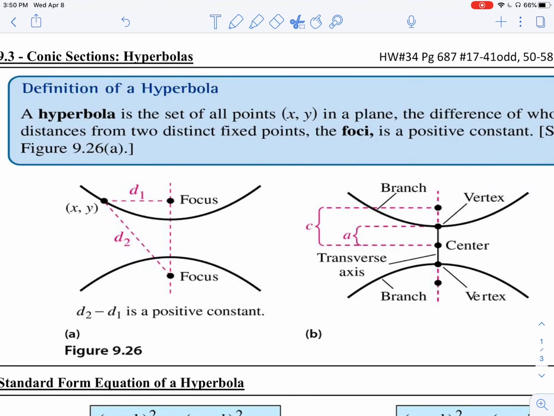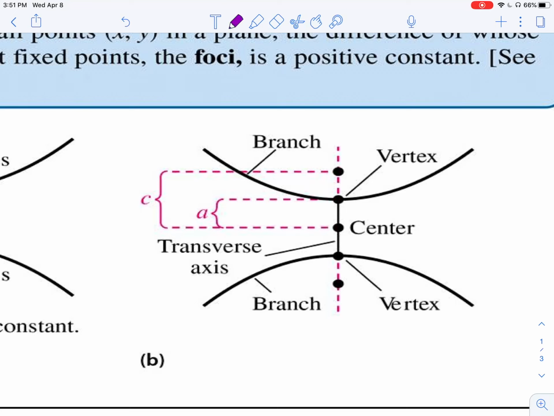Now let's look at this figure here because I think it'll help us out. So here, you will notice that on each branch we have a vertex. So we have two vertices, and like we just mentioned, inside each branch we have two foci. So each one of these is going to represent a focus. And exactly halfway in between our two vertices and halfway in between our two foci, we have our center here.